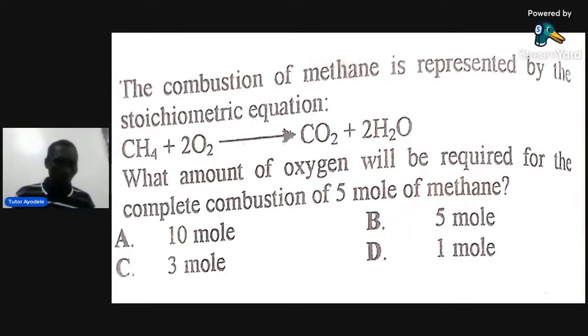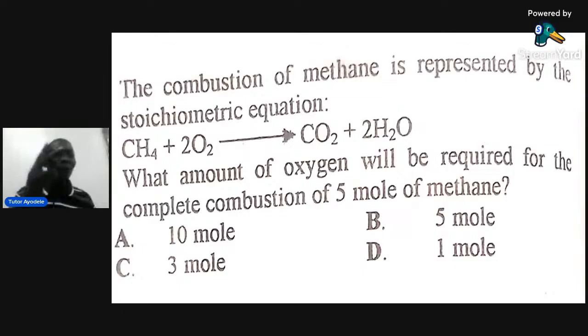Now look at this question. Look at the way they just twist it. What amount of oxygen will be required for the complete combustion of 5 moles of methane? Let me show you something here. We have 1 mole here, the same thing as 1 mole at the beginning. How many moles of oxygen does 1 mole of methane combine with? 2 moles of oxygen to give you the product.